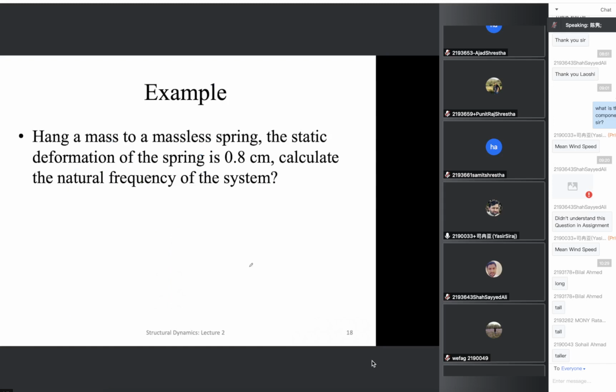We have many ways to determine the natural frequency of a structure. Here is an example. I give you 1 minute to calculate the natural frequency of this system. We have a mass and a massless spring. We hang the mass on the spring, and the static deformation, not dynamic, of the spring is 0.8 centimeters. What is the natural frequency of the system? I give you 1 minute to try to calculate this.